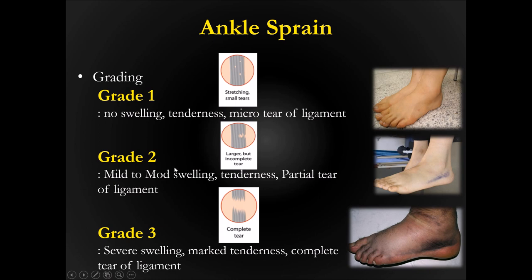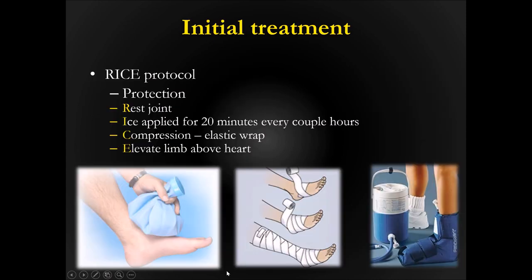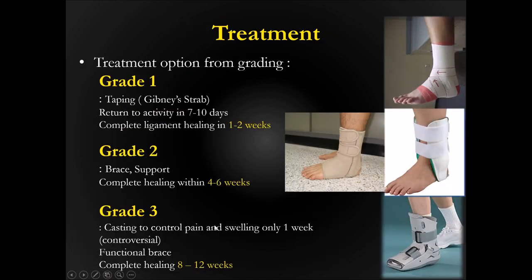Okay? So for grade 2, you may have mild to moderate swelling, tenderness. This is a partial tear of the ligament. Grade 3, you have marked swelling, ecchymosis, marked tenderness. This is a complete tear of the ligament. But even for 1, 2, 3, we start with conservative treatment. Okay? The way to do that is RICE, right? Rest, ice, compression, elevation. You can put on this strap, okay, we call it a jeepney strap, or you can put on a brace or support. Even for grade 3, we recommend putting on the boot, okay? The boot like this, it's like Robocop, okay? We call it the air cast boot. So you can walk, but this is more protection.